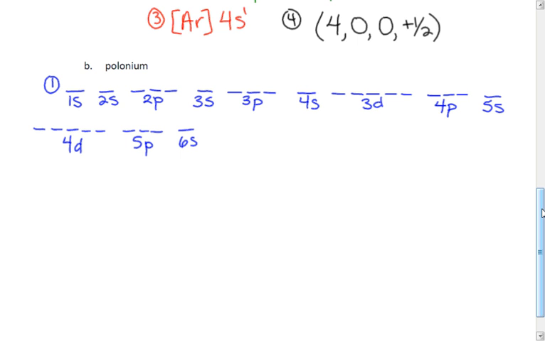What do we have to go to right after 6s? Yes, we have to go down to the f sublevel, the bottom row. It's going to be 4f. How many little orbitals? 7. And then after 4f, we have 5d, and then 6p. Whoops, I did that funny.